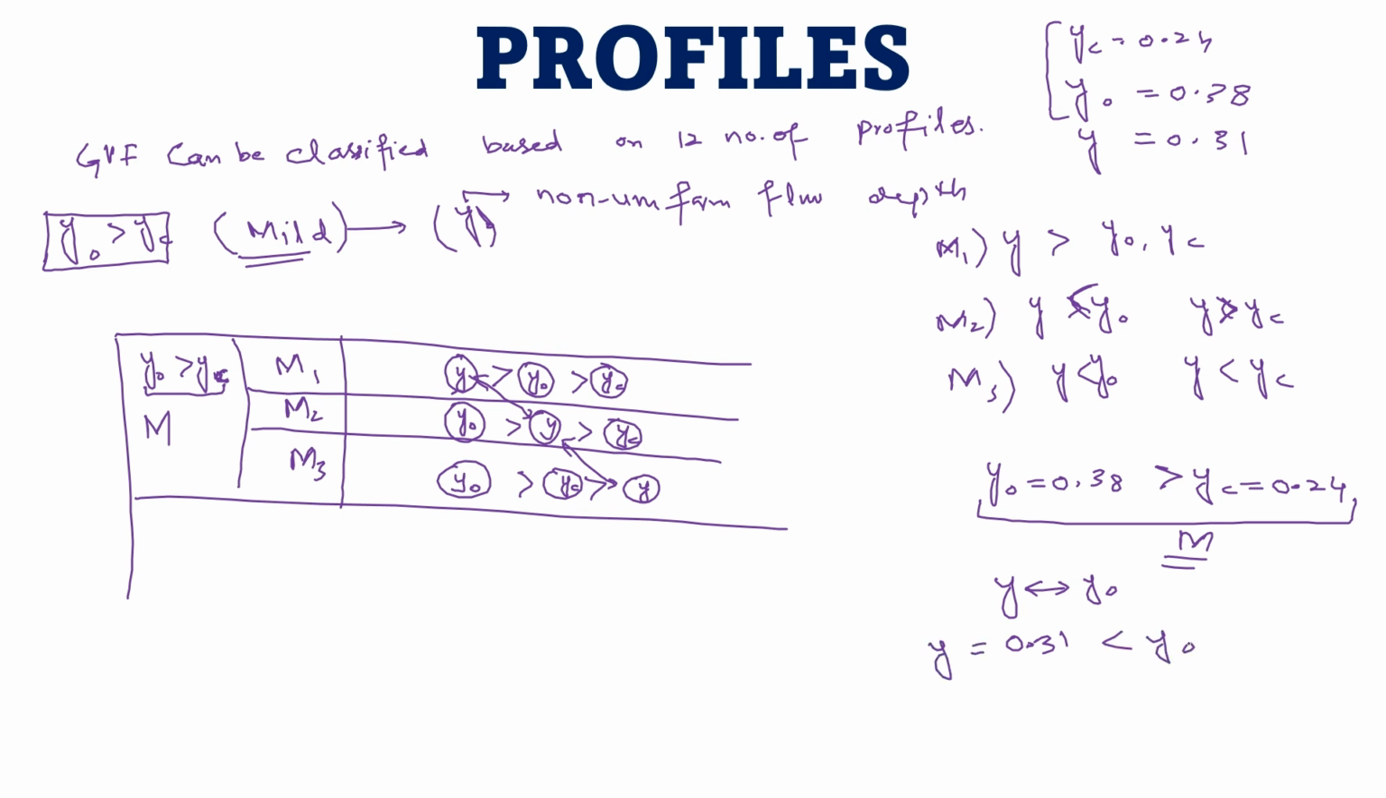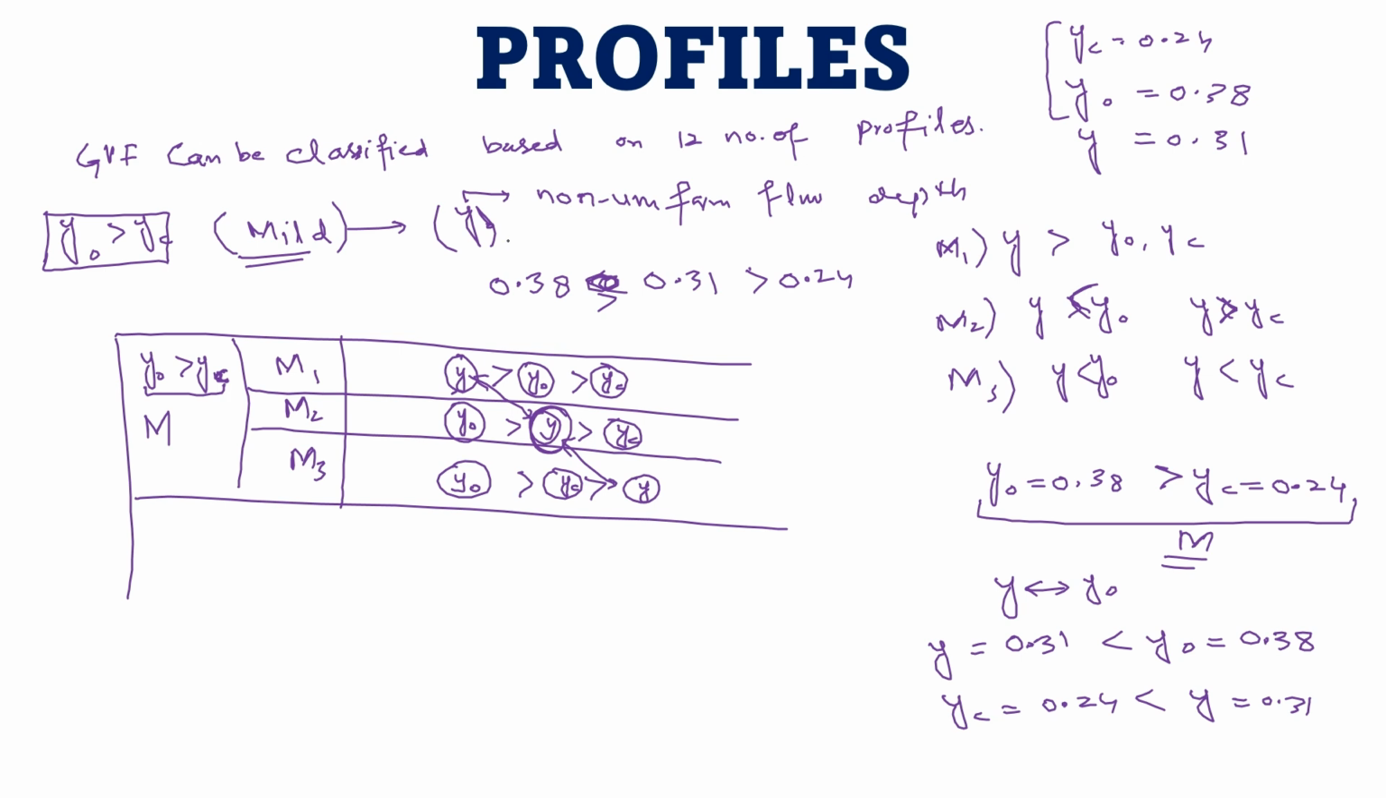It is less than Y naught, because the value of Y naught is 0.38. But what is the value of YC? 0.24. It is less than the value of Y, 0.31. It means Y is in between Y naught and YC, because YC is less than Y, but Y naught is greater than Y. It means this value comes in the middle. So the arrangement of values is like this: 0.38 is greater than 0.31, and this is greater than 0.24. When you have arranged the values, now just put their symbols.